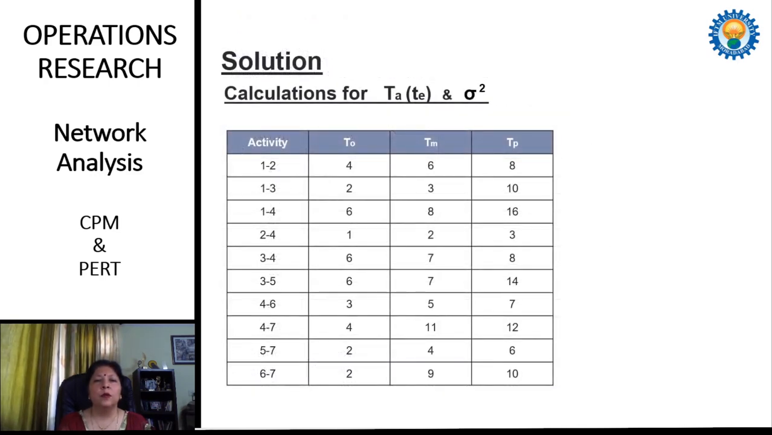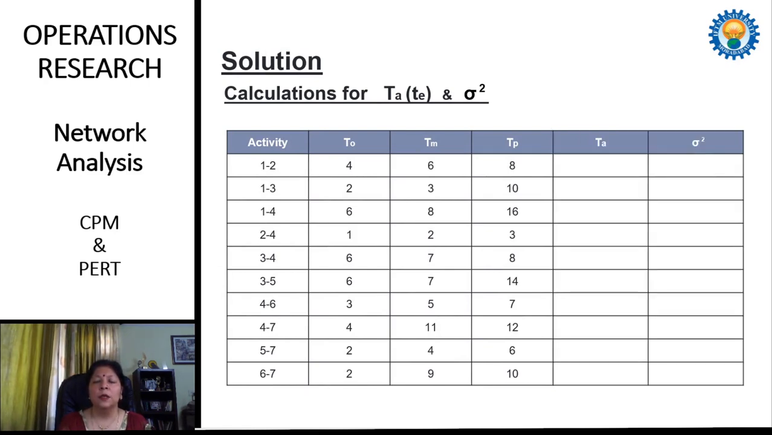For this, first of all, we copy the table given in the question, and after that we add 2 columns to it. In the first one, we find the expected time for each activity, and in the second one, we find the variance for each activity. The formula to calculate the expected time for each activity is (TO plus 4 times TM plus TP) over 6, and for variance it is ((TP minus TO) over 6) whole square.